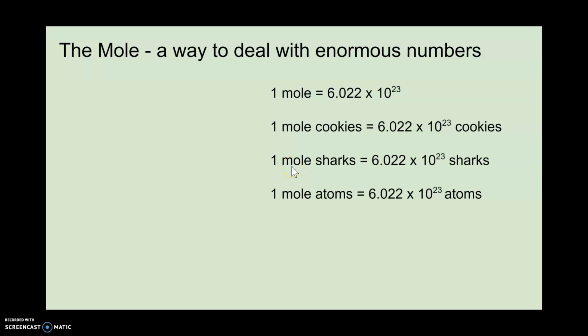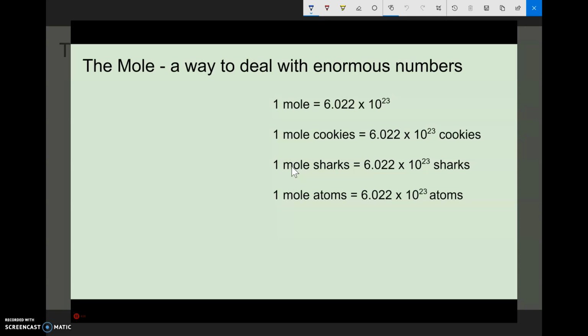The reason why we use the mole is because we want to have a way to deal with these enormous numbers. These numbers are just huge, right? So we need to make a way that it makes more sense and it's more feasible. So remember, 1 mole is 6.022 times 10 to the 23rd. If we have 1 mole of cookies, like crumble cookies, my favorite, 1 mole of cookies is going to equal 6.022 times 10 to the 23rd cookies. If we have 1 mole of sharks, it's going to equal 6.022 times 10 to the 23rd sharks. If we have 1 mole of atoms, it's going to equal 6.022 times 10 to the 23rd atoms.